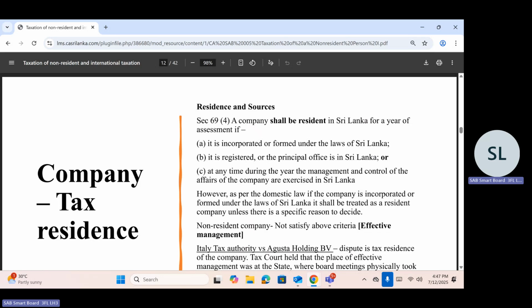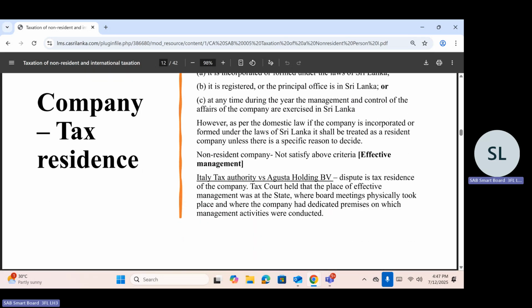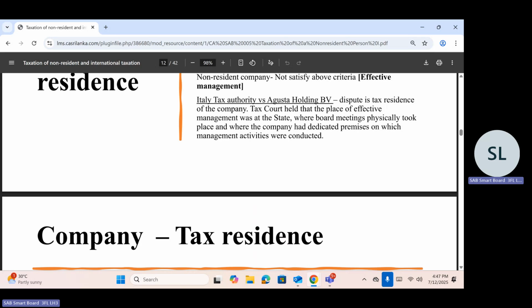In any other case, it shall be considered as a non-resident company. Right? If it is not incorporated under Sri Lanka law, it is a non-resident company. If its registered office or principal office is not in Sri Lanka, it is a non-resident company. If its management is outside Sri Lanka, it is a non-resident company. Right?